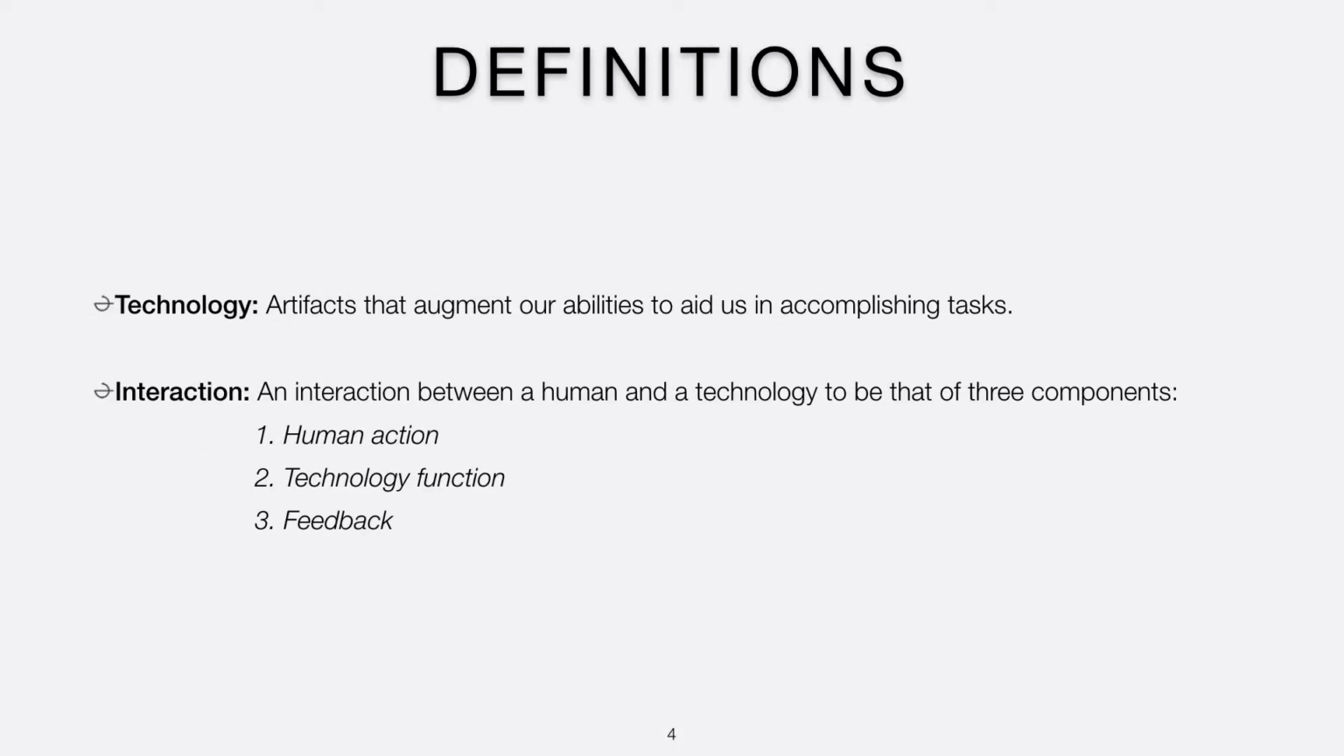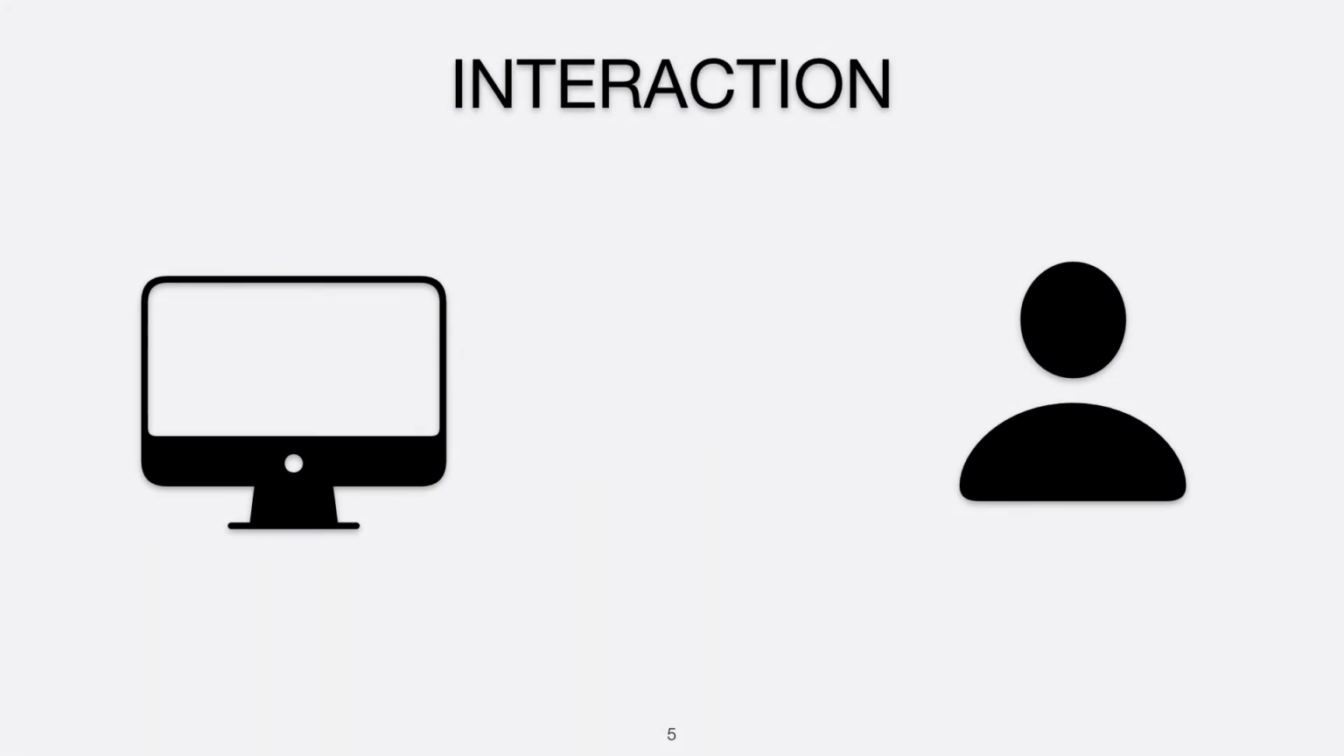So, as far as definitions go, if you think of a technology as an artifact that augments our ability to aid us in accomplishing some kind of a task, in these words, an interaction between a human and a technology would be that of three components: a human action, a technology function, and a feedback. To illustrate that further, say there is a person and a technology and they're interacting with each other. The interaction would go something like this. A user or the human would give some kind of input action, and in response, the system would perform some kind of a function, and then the system would give a feedback to the user to let them know that this function has been completed.